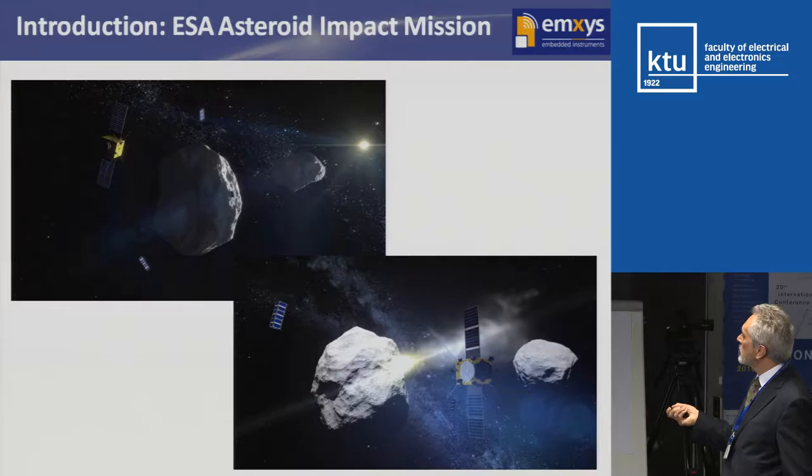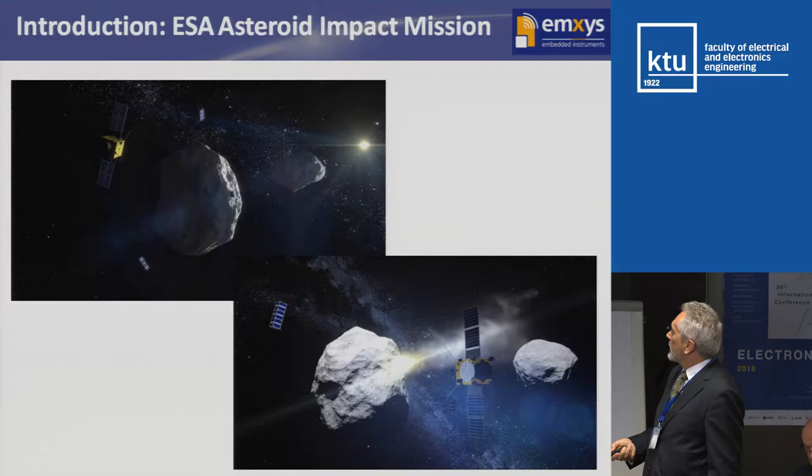So this is an image of the ESA probe orbiting the asteroid. The asteroid is double, as I mentioned, with the two CubeSats, and the expected scenario when the impactor comes and impacts on the asteroid.